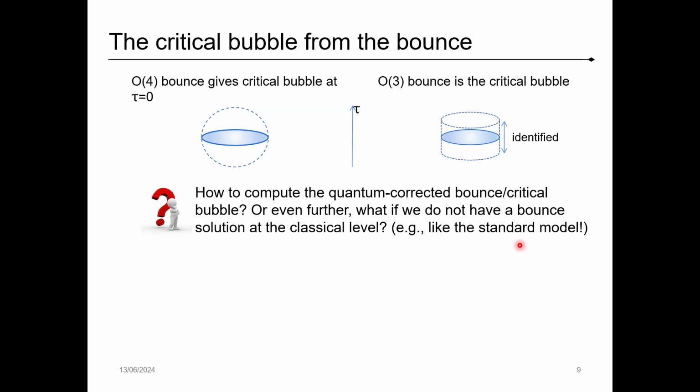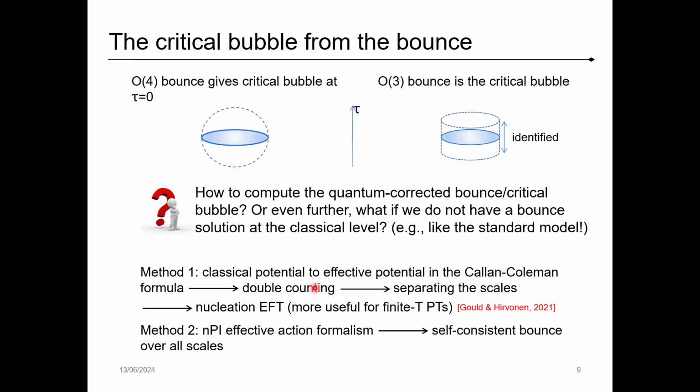Now, there are actually two methods. The first method is that you just replace the classical potential with the effective potential in the Callan and Coleman formula. But this actually causes a double counting problem, because the Callan and Coleman formula is obtained by integrating over one loop fluctuations, right? And then the effective potential already contains some one loop effects. So there must be some degrees of freedom that have been doubly counted.